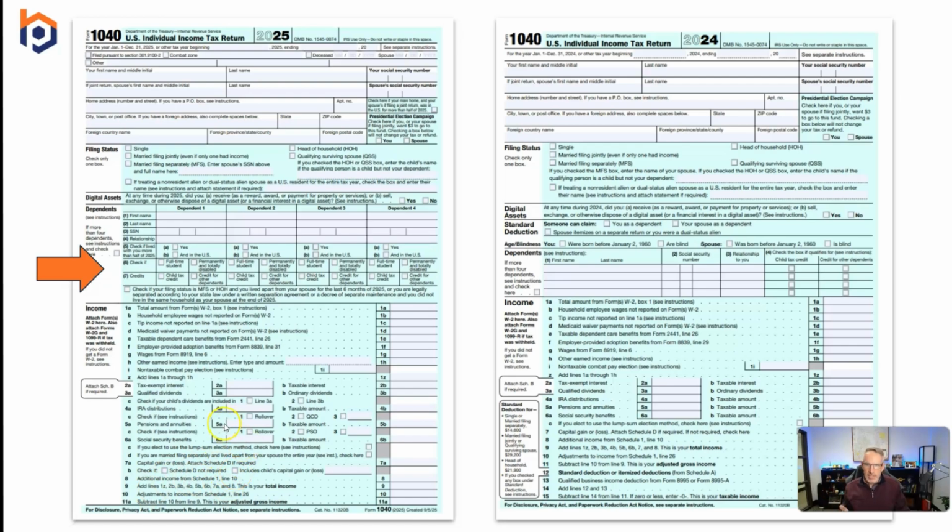The lines are still the same. You're looking for Social Security, it's line 6. You're looking for IRA, line 4. Nothing changed there. All right, so no worries about any big changes as we're doing some training today. If you know the '24s and '23s, you're going to know the '25s.